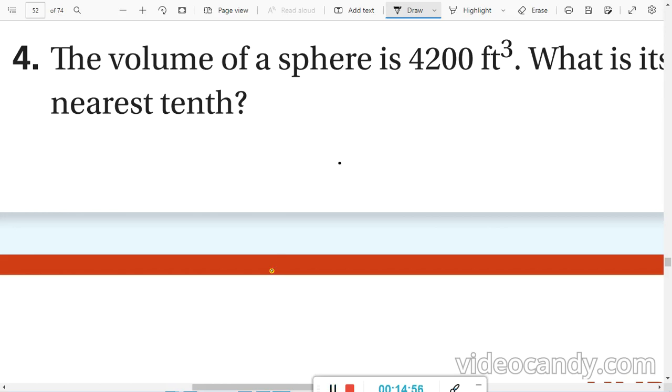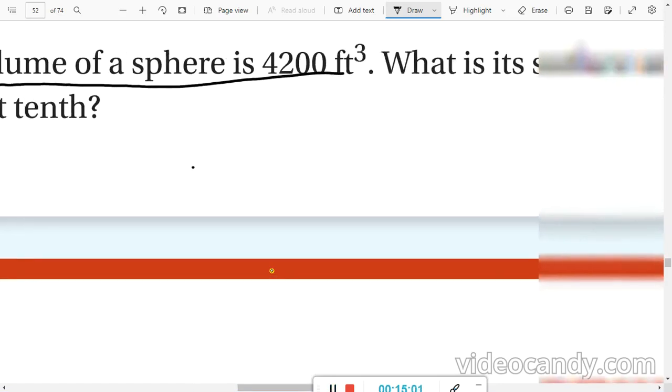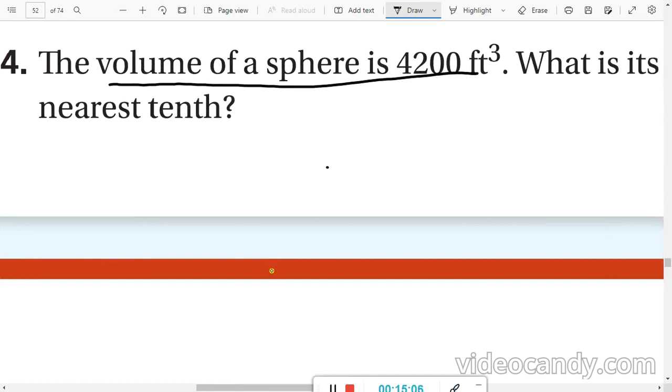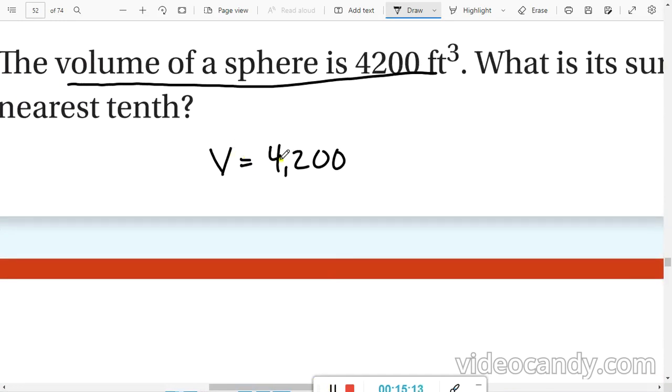Last problem, the volume. The volume is 4,200. They want us to find the surface area to the nearest tenth. So the volume is 4,200, setting that equal to the actual formula. I'm going to leave some room on this number this time. I'll put the equal sign here. The volume formula is 4/3 times pi times r cubed.